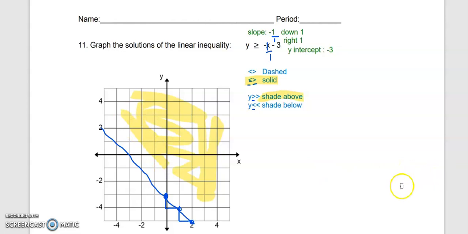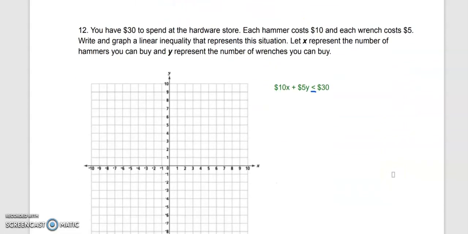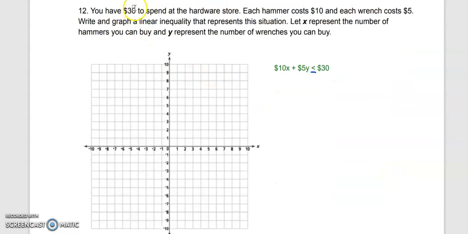Let's look at problem number 12. You have $30 to spend at the hardware store. Each hammer costs $10 and each wrench costs $5, okay? Write and graph a linear inequality that represents this situation. Let x represent the number of hammers and y represent the number of wrenches you can buy. So they already tell us that x is hammers and y is wrenches.